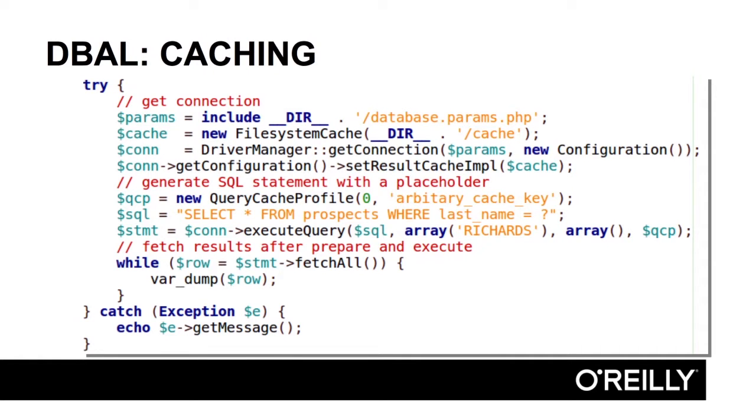DBAL also supports caching. You would create an instance of cache and then run set result cache impl, supply the cache instance, create a query cache profile, and then run execute query, after which the query will be cached.